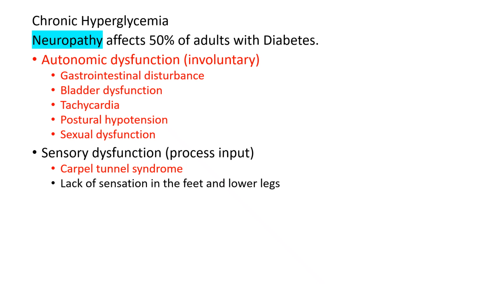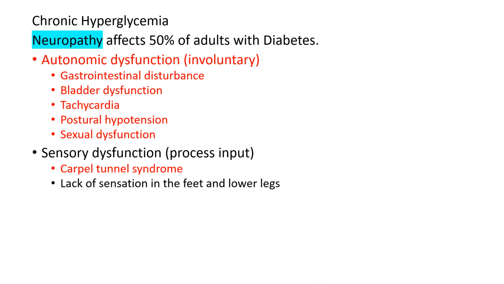The last one we'll talk about is also under chronic hyperglycemia. So you cannot control your sugar level and you've had it for years. So you can develop neuropathy. Neuropathy affects about 50% of adults with diabetes. The only one we'll talk about is sensory dysfunction, senses. So the input of the sense is going to be damaged. Why? Because the neuron is damaged. So if the neuron is damaged, then you're going to lack the sensation.